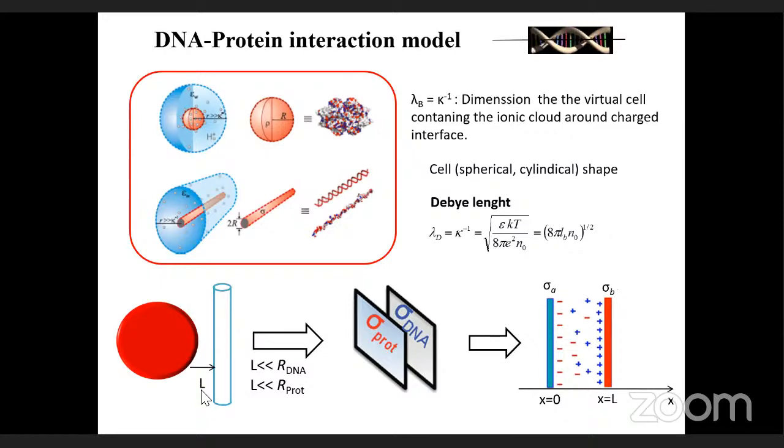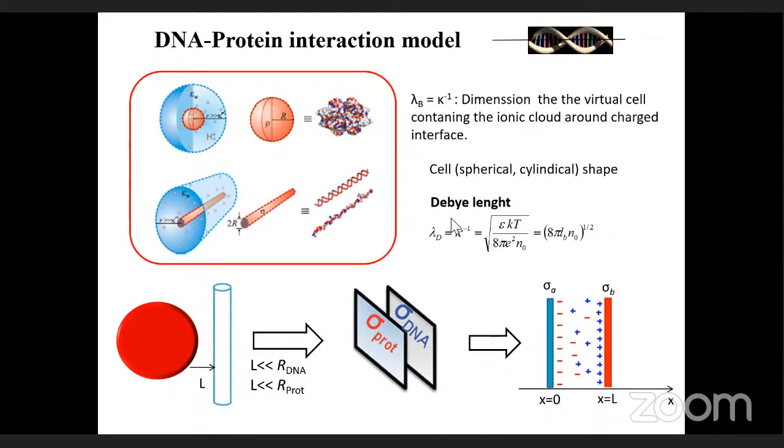When we are interested in studying this system for the electrostatic interaction using the Poisson-Boltzmann equation, when the distance between the protein and the DNA, L, is less than the radius of the DNA and the radius of the protein, we can consider the two surfaces as planar surfaces. So we can consider this complex system as the interaction of two planar systems, and there we can explore the equation of Poisson-Boltzmann in its planar form.